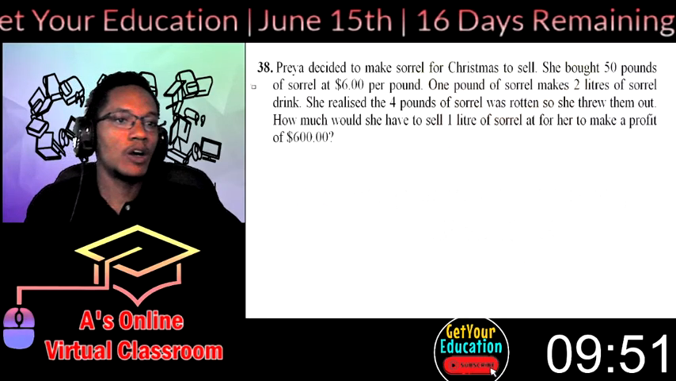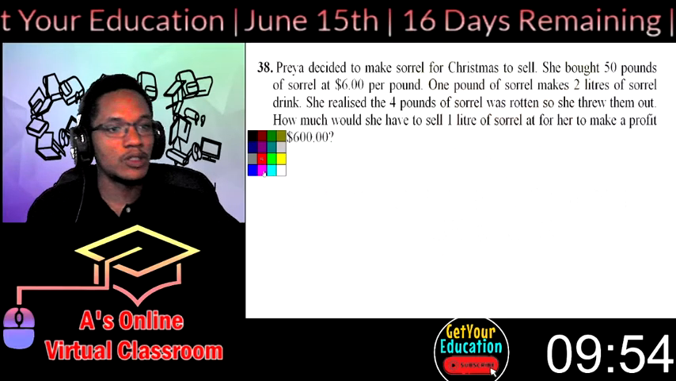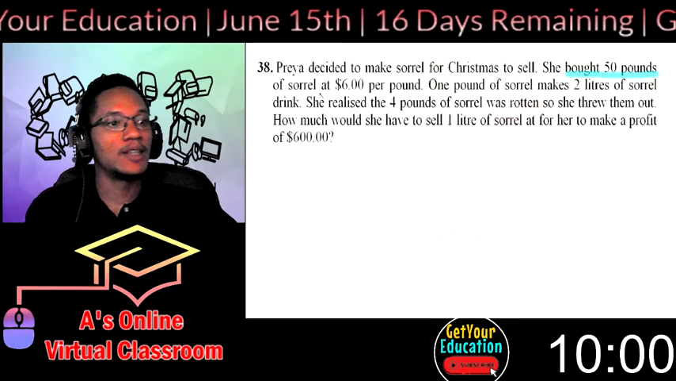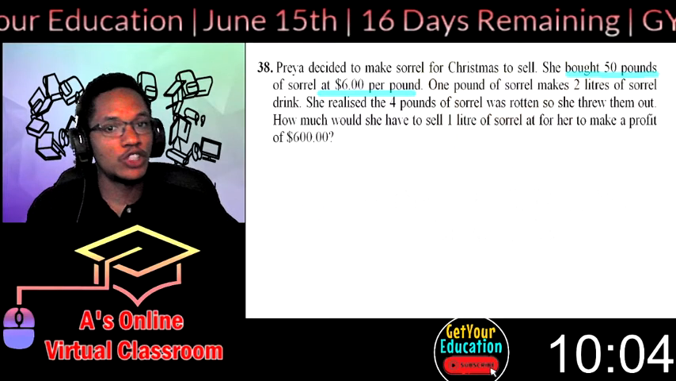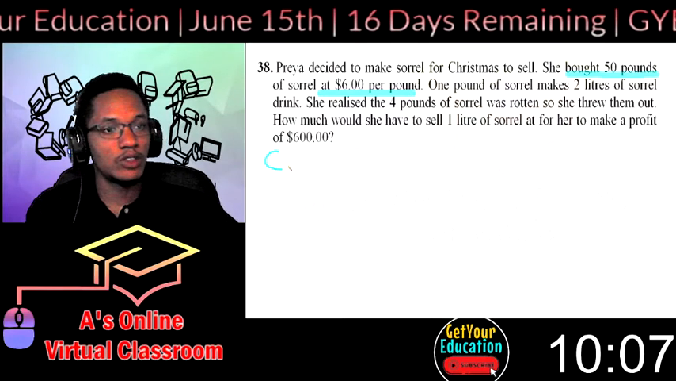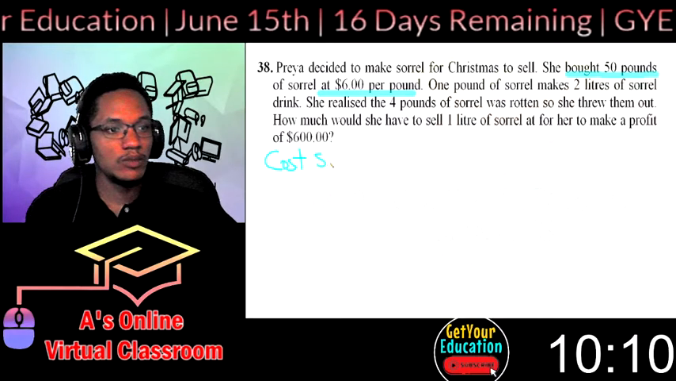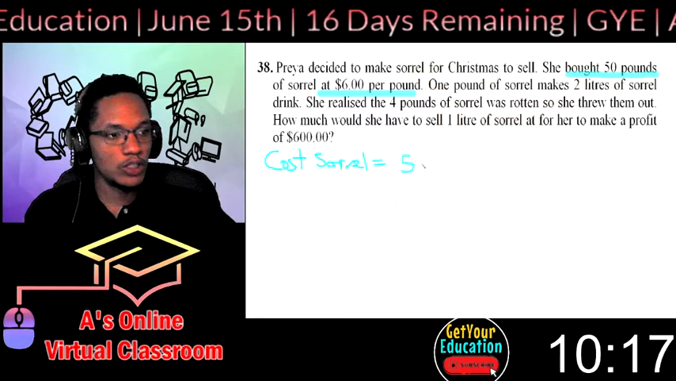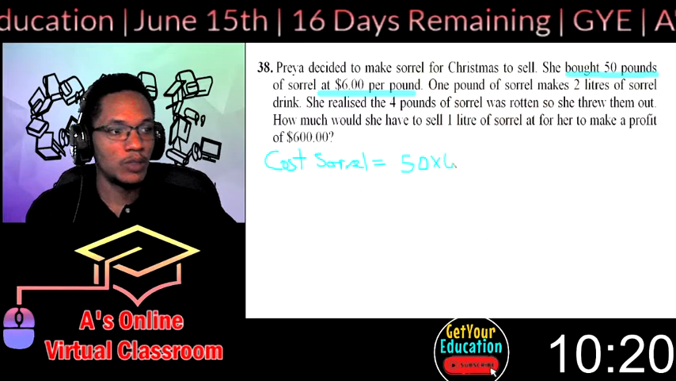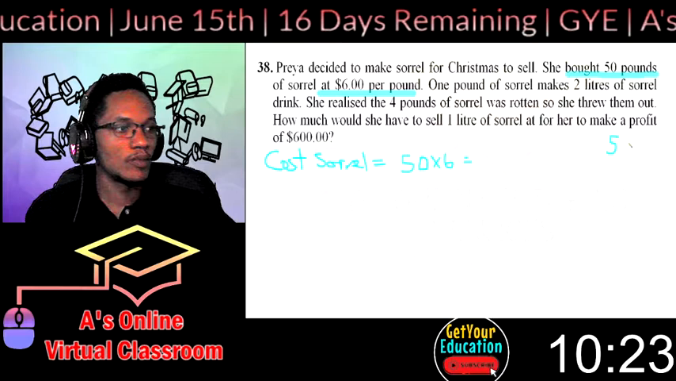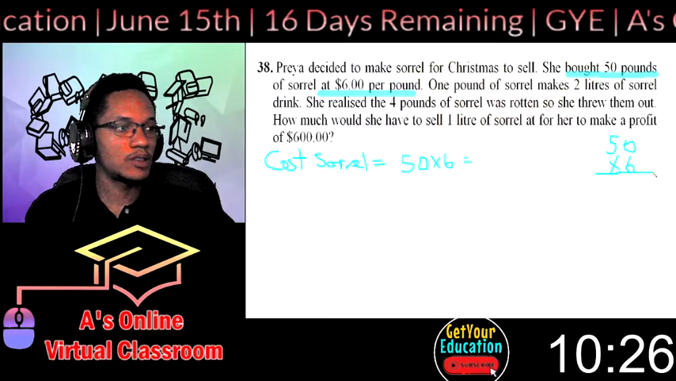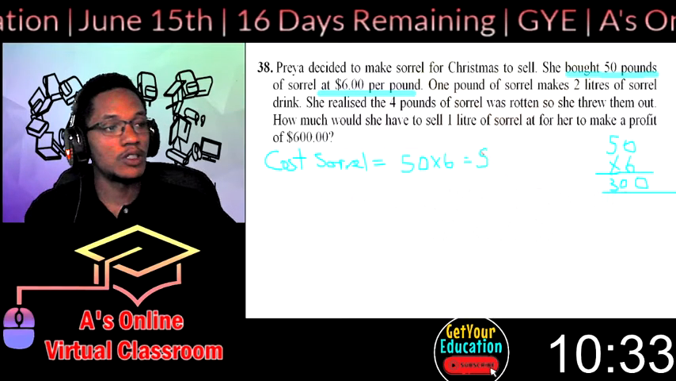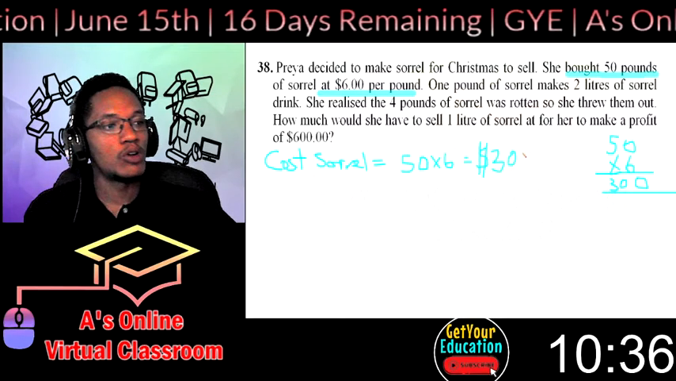Alright, so a couple things coming at you here in this question. The first thing we're going to take a look at is how much she bought. So she bought 50 pounds of sorrel at $6 per pound. So how much did she actually pay for the sorrel? So the cost of sorrel is 50 pounds and she paid $6 per pound. So we have to multiply 50 times 6. 6 zeros are 0, 6 fives are 30. So she basically paid $300 for the sorrel.